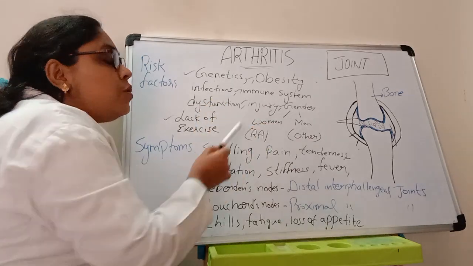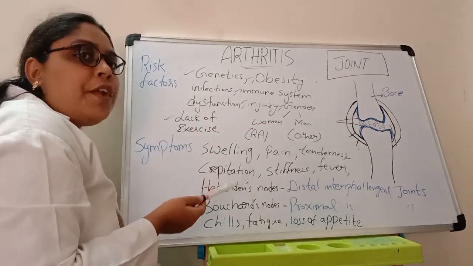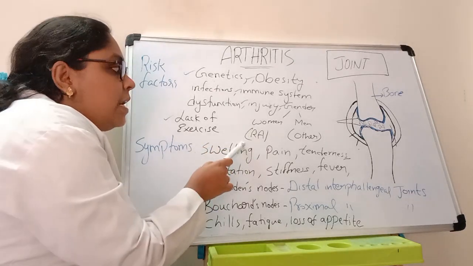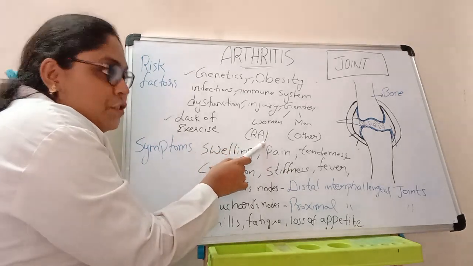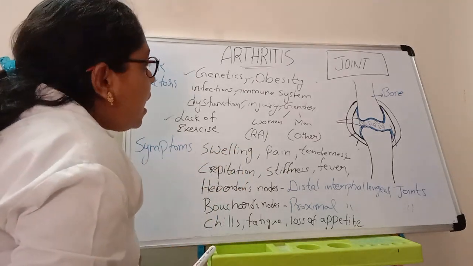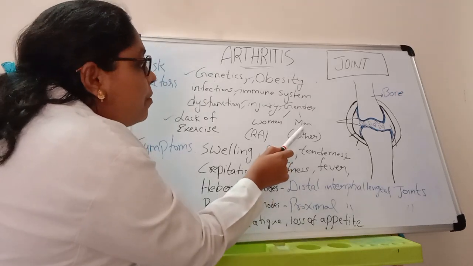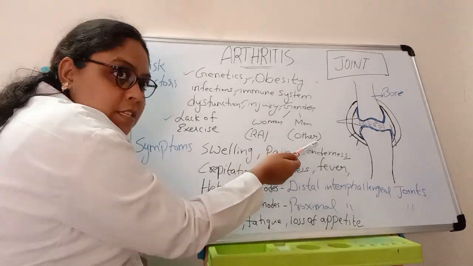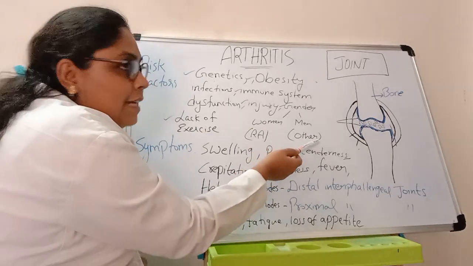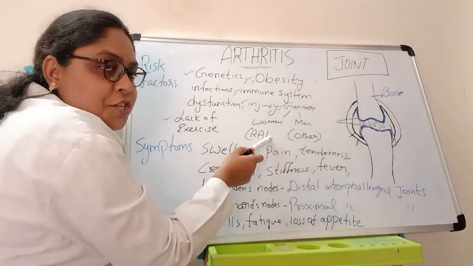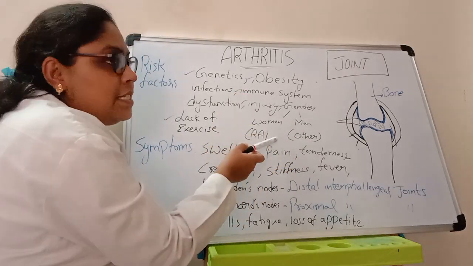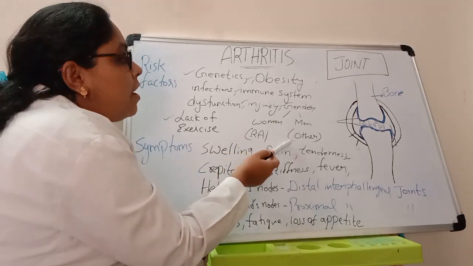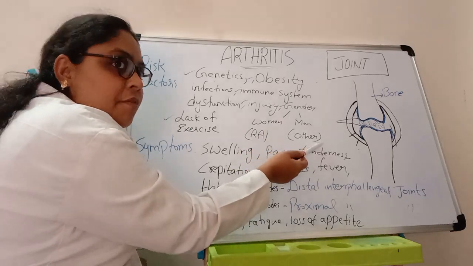And next, gender. Coming to gender, they have given the differentiation according to types. What they are saying is that women are more commonly affected by rheumatoid arthritis, and men are more prone to get other types of arthritis, so maybe ankylosing spondylitis or gout or others. This is the gender differentiation in risk factors.